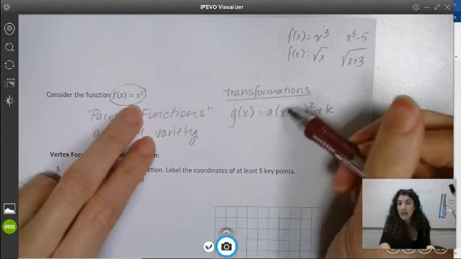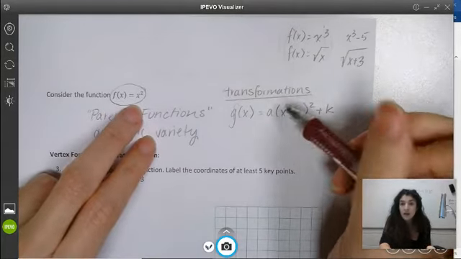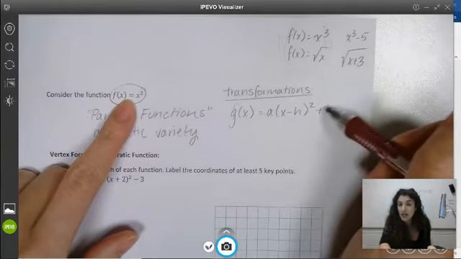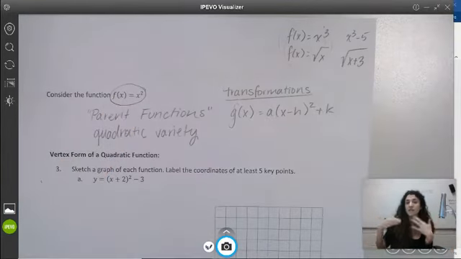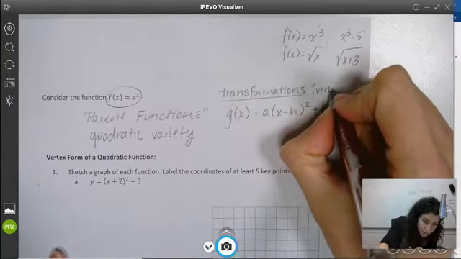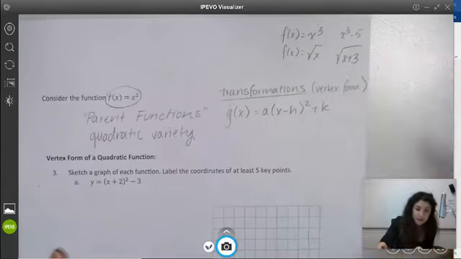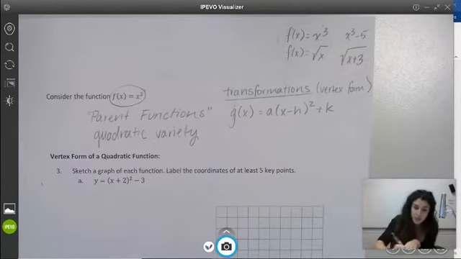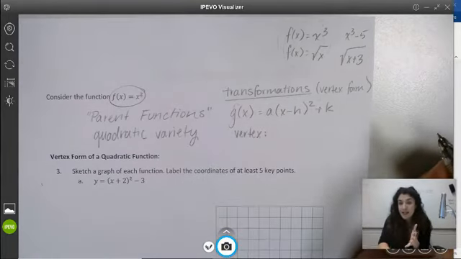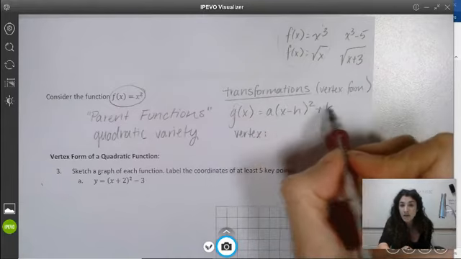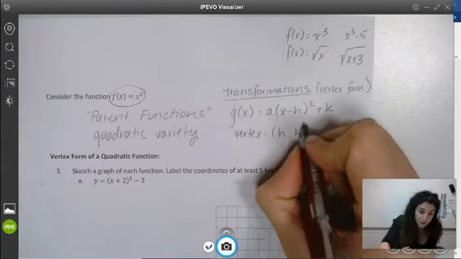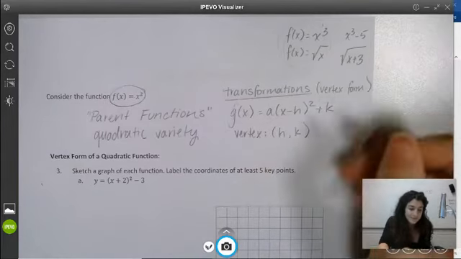You could have numbers being added or subtracted within the squared. There could be a number in front of the parentheses. You could have a number being added or subtracted outside of the parentheses, and all of these have some sort of indication of the transformation that happened. This is also called our vertex form, as we've definitely talked about in the past. It's called the vertex form because our vertex is found oh so easily in this form. Our vertex is your h value and your k value. H for horizontal, k for vertical movement.